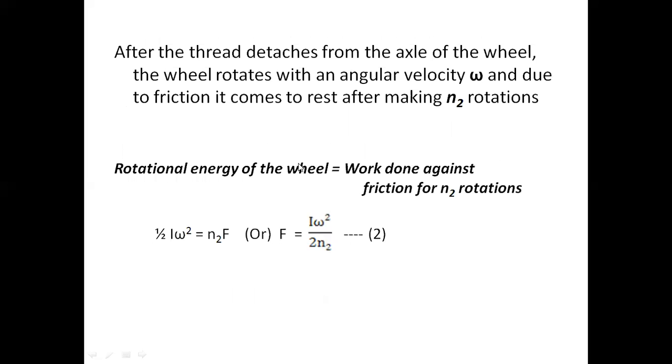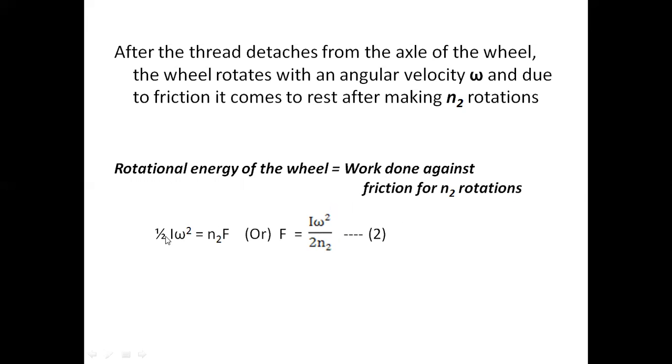Then once the mass touches the ground, the peg detaches from the axle of the wheel. The flywheel starts rotating with the maximum velocity. Let that velocity be omega. Due to friction, finally it comes to rest after making n2 number of rotations. Therefore, the rotational energy of the wheel is equal to the work done against friction to make n2 number of rotations.